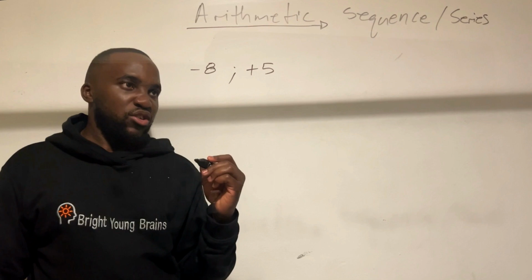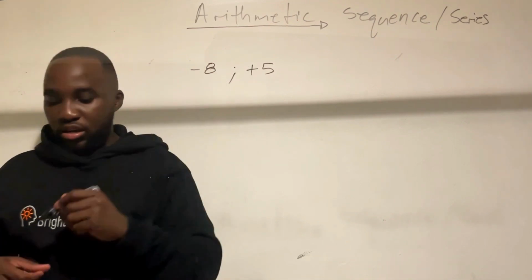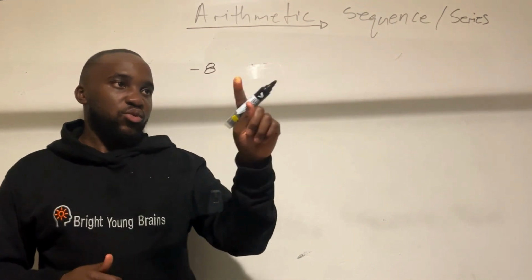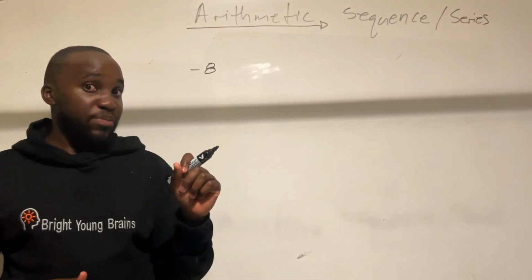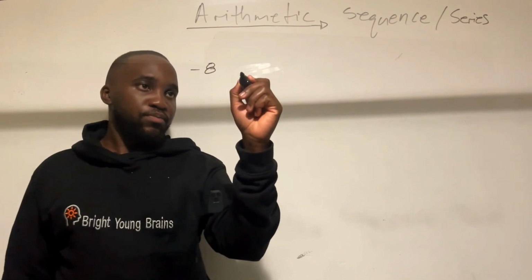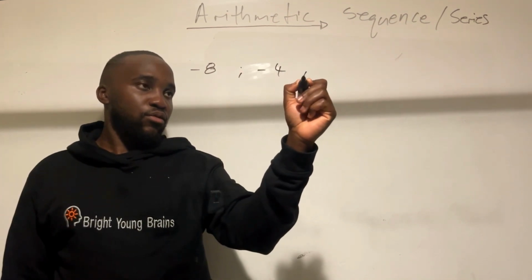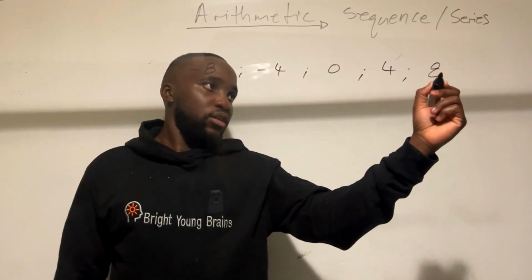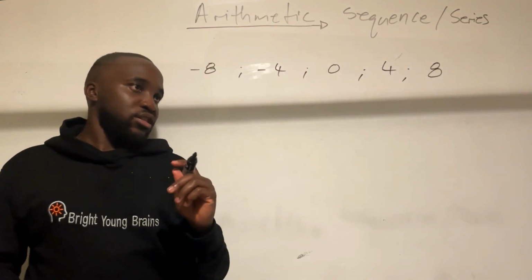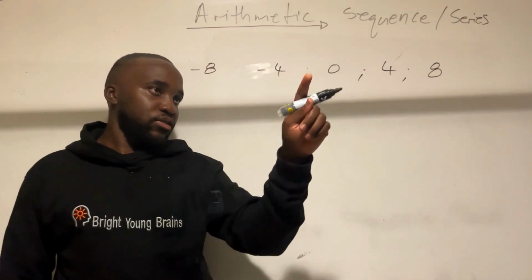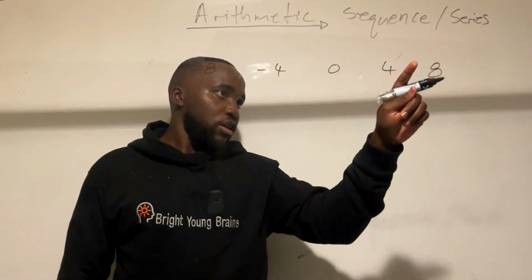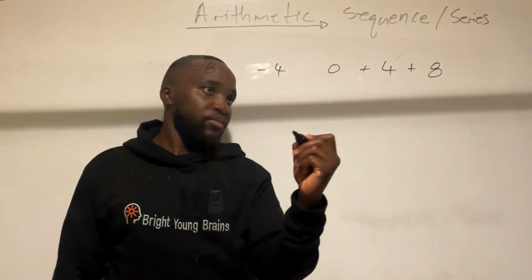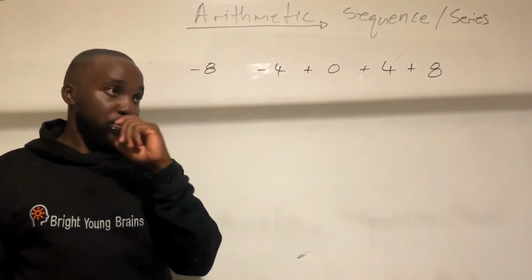This is going to be awkward. No, if it's going to be alternating, that would most probably be geometric. So let me just keep things simple. Arithmetic sequence, let's say we have negative 4, and then here we have 0, 4, 8. I'll put a plus there just for the vibes.